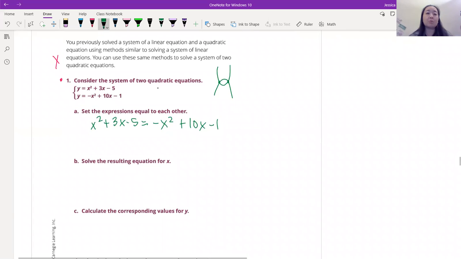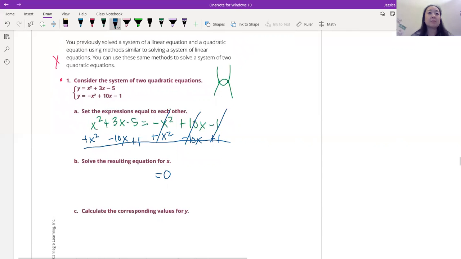So I'm going to put everything to the left, because I see this negative x squared here. So basically what I would do, I'm going to just do it all at once. I'm going to add x squared, I'm going to subtract 10x, I'm going to add 1. And on the right-hand side, all of these cancel out, become 0, which is what we wanted, right? So 0 is equal to x squared plus x squared is 2x squared. 3x minus 10x is going to be minus 7x. And minus 5 plus 1 is going to be minus 4. Okay, so we have that so far.